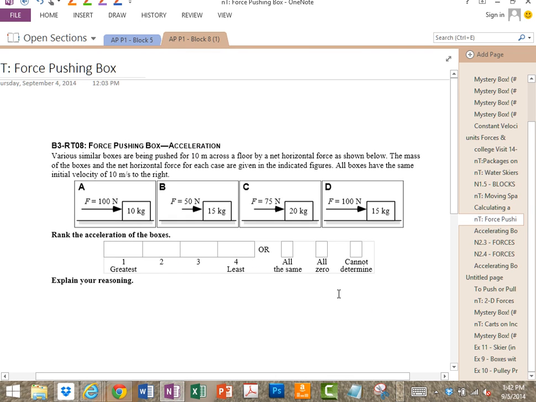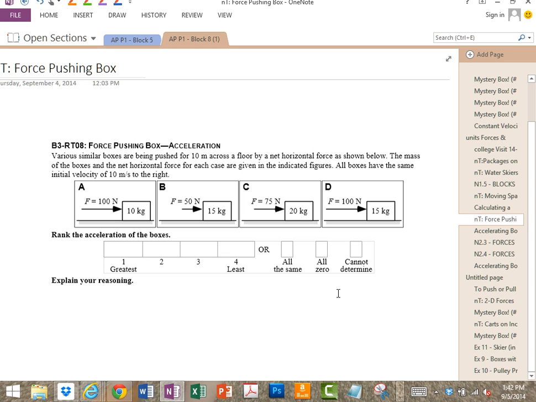I want to try this problem. It's another ranking one, but it's not asking for net force this time. Mixing it up, making it more exciting. This says various similar boxes are being pushed for 10 meters across a floor by a net horizontal force as shown. So this is not an applied force. This would be the net force. Does that make sense to everybody?